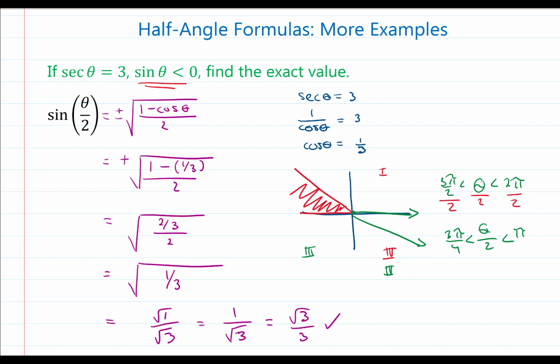So given that secant of theta is equal to 3 and we know sine of theta is less than 0, we have determined that sine of theta over 2 is equal to square root of 3 over 3.